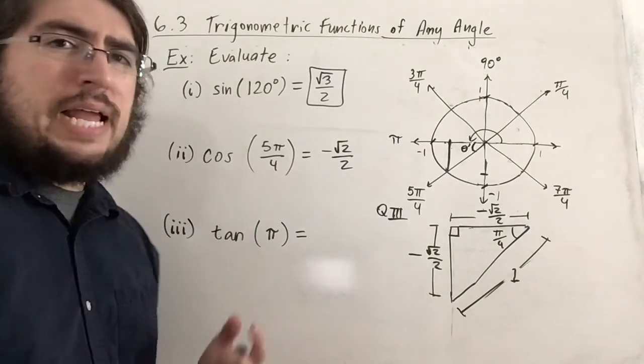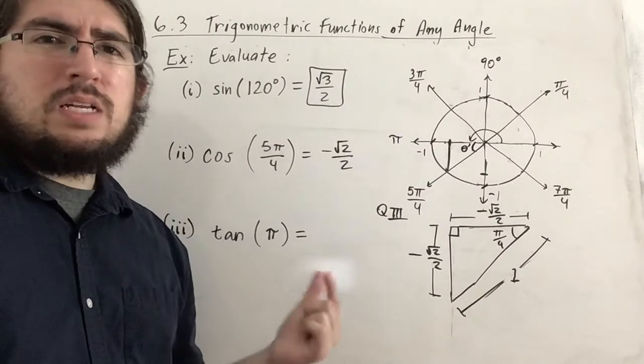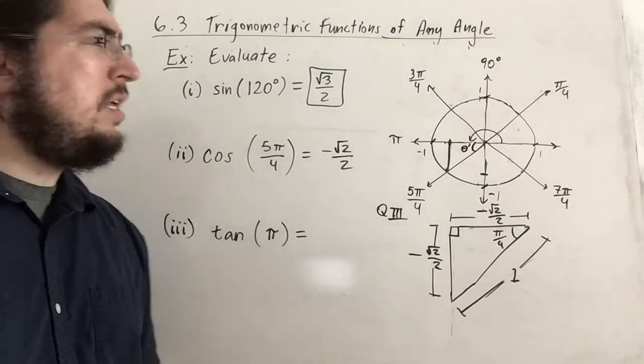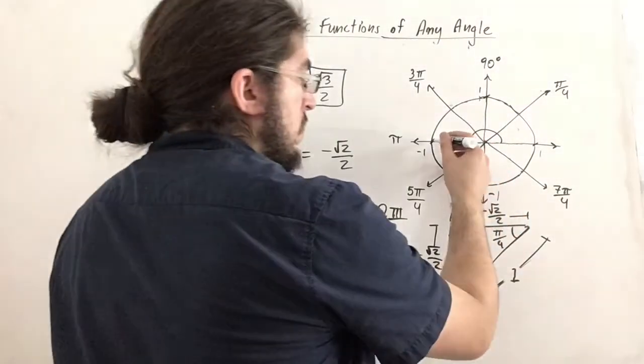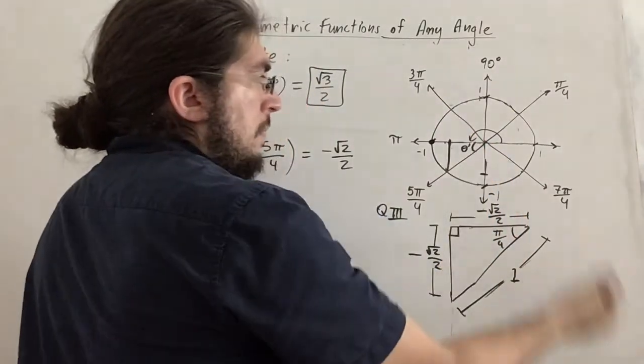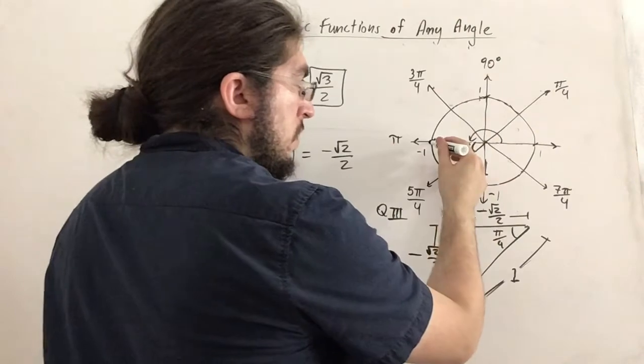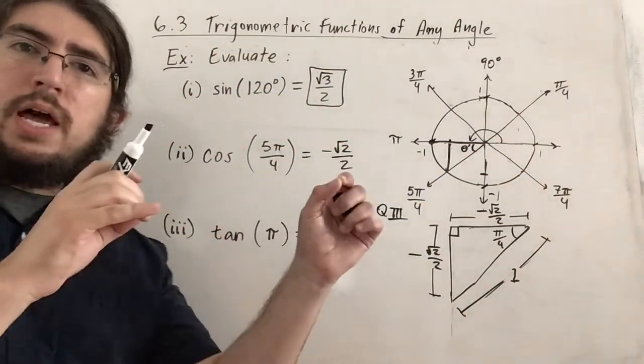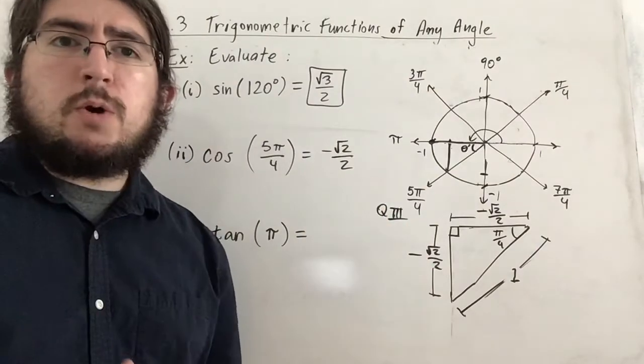Now, as it turns out for tangent of pi, this one's a little tricky. If we try to create a right triangle, it's not really going to work too well. In fact, just to show you, at pi, this is the point on the unit circle. And notice, well, it's just a straight line. There's no triangle you can create from this.